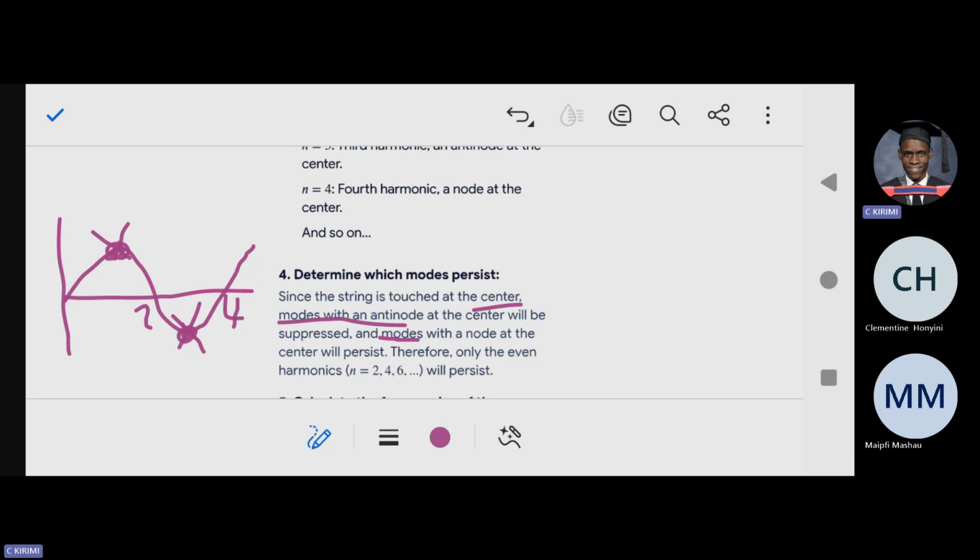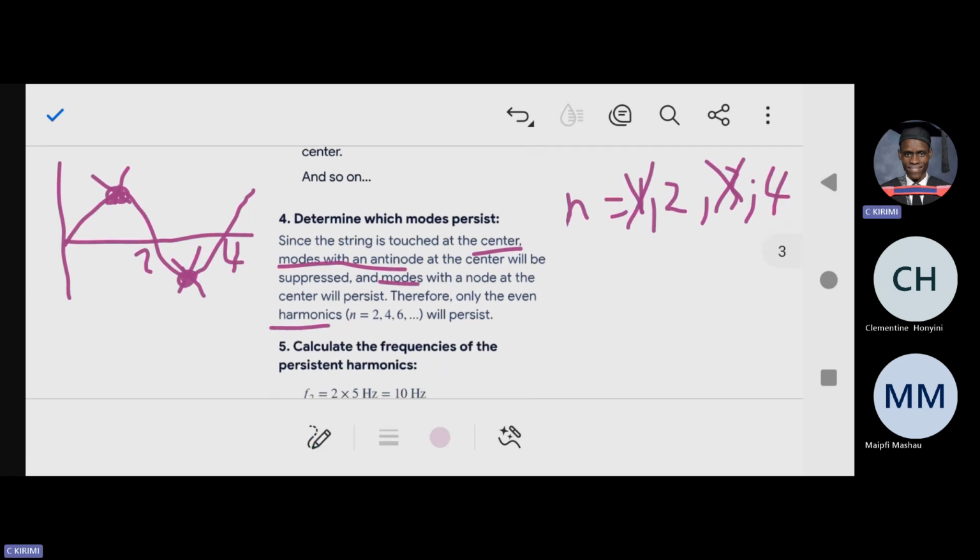Therefore, only even harmonics, which means instead of all integers, n equal to 1, 2, 3, 4, 5, 6, now I'm selecting only even numbers that will persist. So instead of taking 1, I cancel 1. Instead of taking 3, it goes, it's being suppressed. Then I take 4. Instead of taking 5, 5 is being suppressed. Then I take 6, and so on. So that is what the question was requiring.